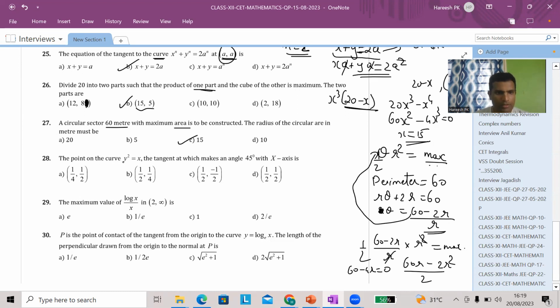The point on the curve y square is equal to x where the tangent makes 45 degrees. So simple, just differentiate. Let's do dx by dy. What is dx by dy? It will be 2y. Now they have given dy by dx should be 1, so dx by dy is also 1. So 1 is equal to 2y, so y has to be half. Now, if y is half, substitute that here. So x will be 1 by 4. So the right answer is 1 by 4 comma half.